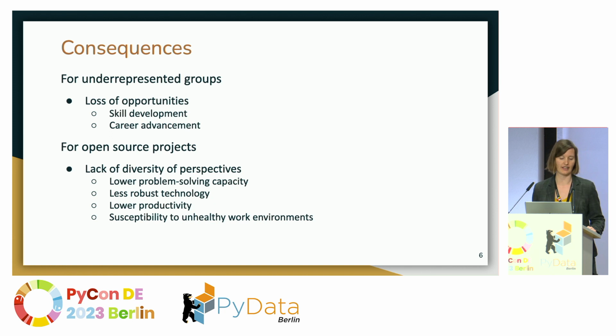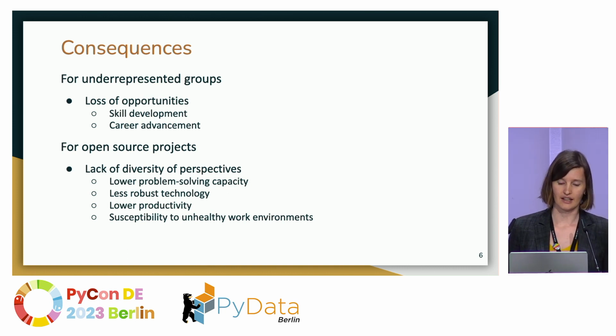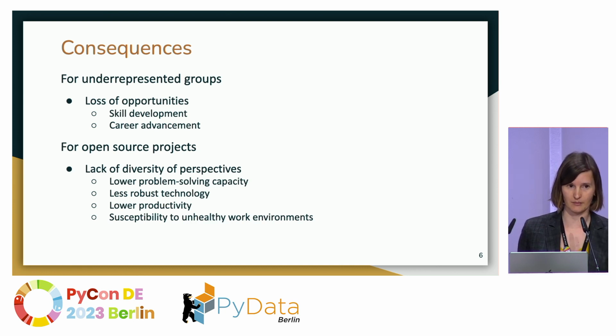So what are the consequences of this lack of diversity? There are consequences for the underrepresented groups as well as for open source projects. For people belonging to underrepresented groups, the consequences are mainly loss of opportunities, such as lack of skill development and not such good career advancement possibilities. For open source projects, the consequences are mainly a lack of diversity of perspectives, which leads to lower problem-solving capacity, less robust technologies, lower productivity, we know this today, and also a susceptibility to unhealthy work environments.